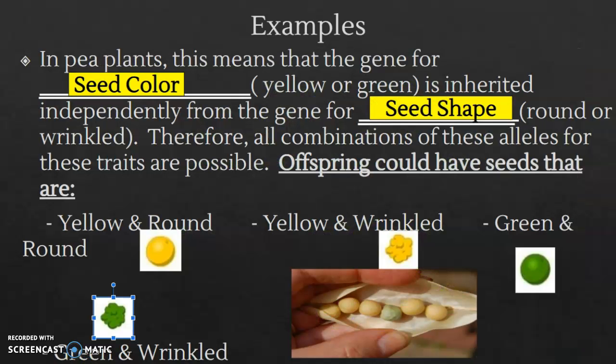So for example, in pea plants, this means that the gene for seed color, which can be yellow or green, is inherited independently from the gene for seed shape, round or wrinkled. Therefore, all combinations of these alleles for these traits are possible. Offspring could have seeds that are yellow and round, yellow and wrinkled, green and round, or green and wrinkled.